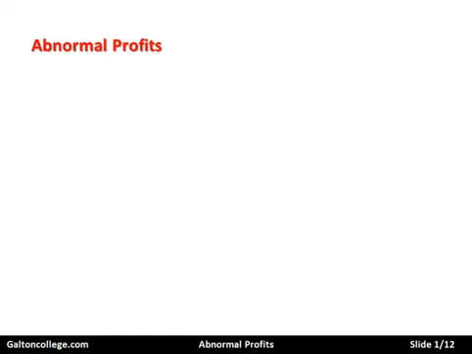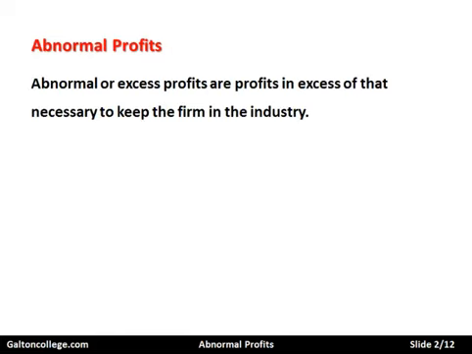Now, normal profits are those profits that are necessary to maintain a company in production, to maintain a company in existence. Normal profits is what it must make in order to keep it going. Abnormal profits are profits over and above normal profits. So abnormal or excess profits are profits in excess of that necessary to keep the firm in the industry. So it's any profit over and above that necessary to keep the business working.